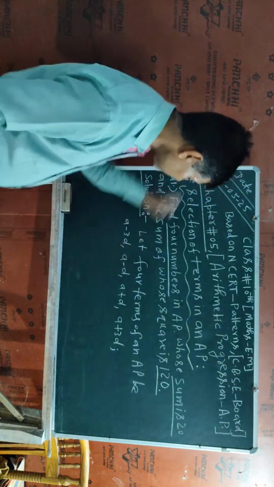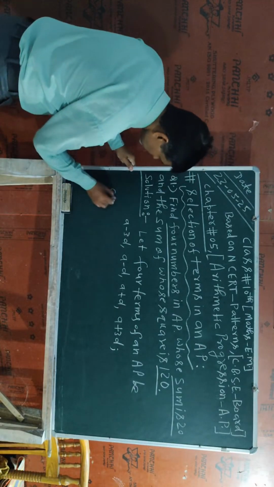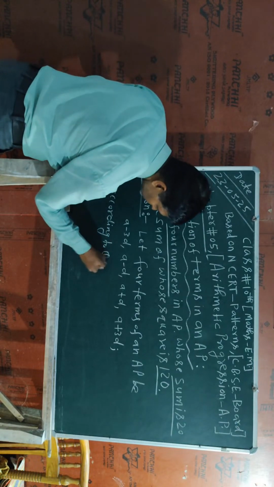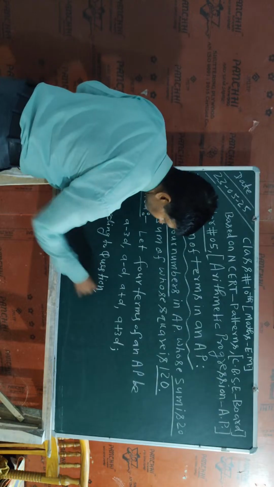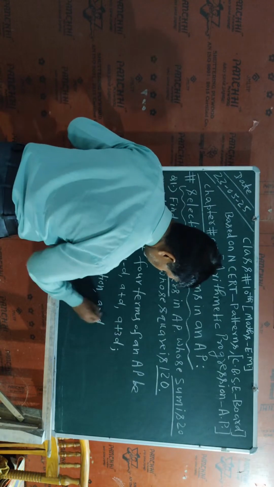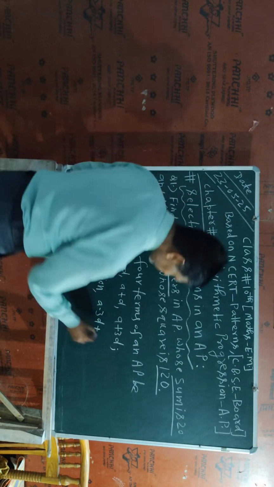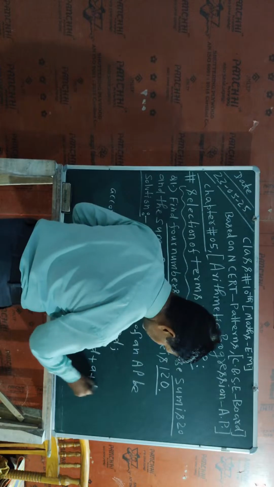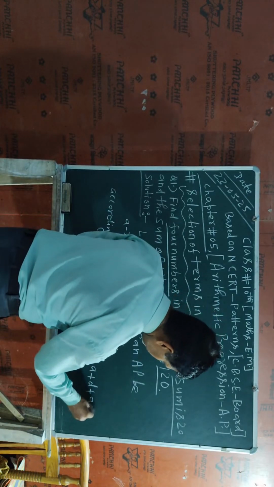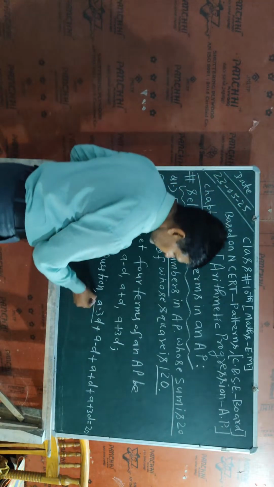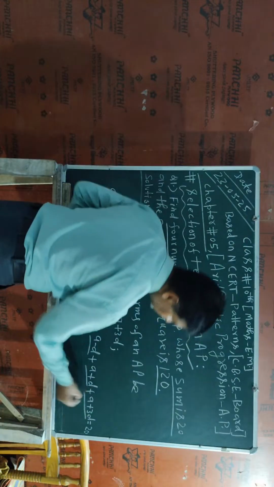Okay students, now here I will write according to the question: a minus 3d plus a minus d plus a plus d plus a plus 3d, which is equal to the given 20. So according to the question, all four terms I have added, and that addition is equal to 20.